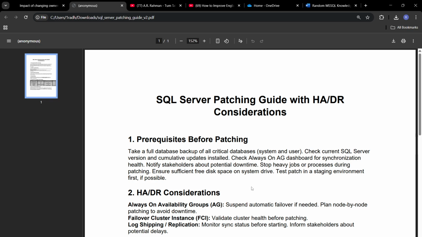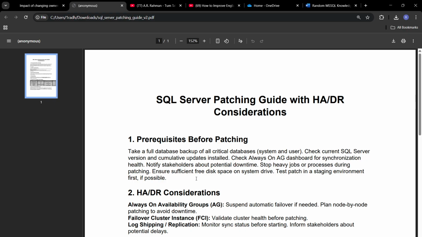And then check the current SQL Server version and cumulative updates installed. And then, if that instance is Always On, you need to check from the Always On dashboard the synchronization health, whether it is synchronized or not, whether the server is in synchronized mode or not.